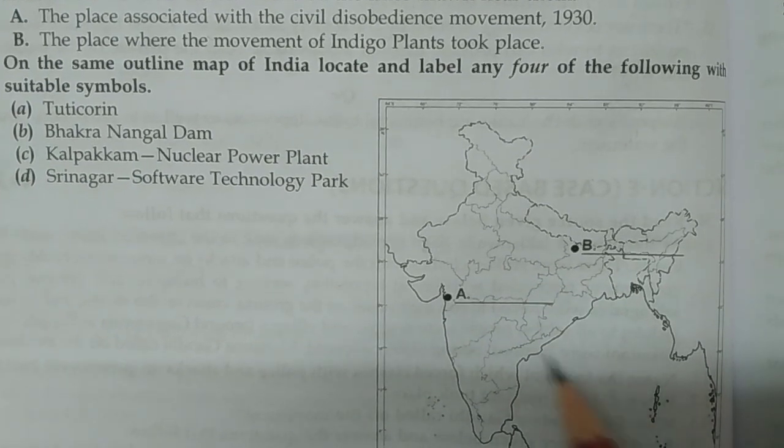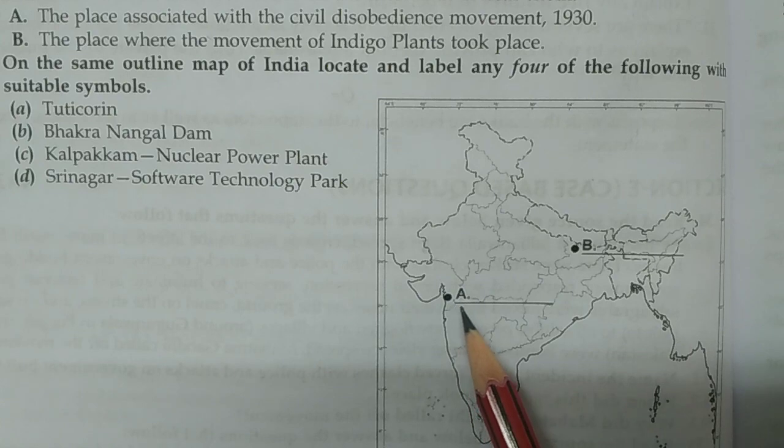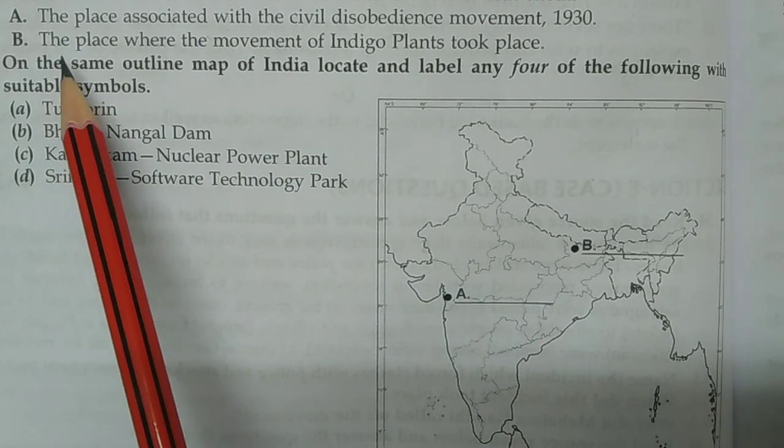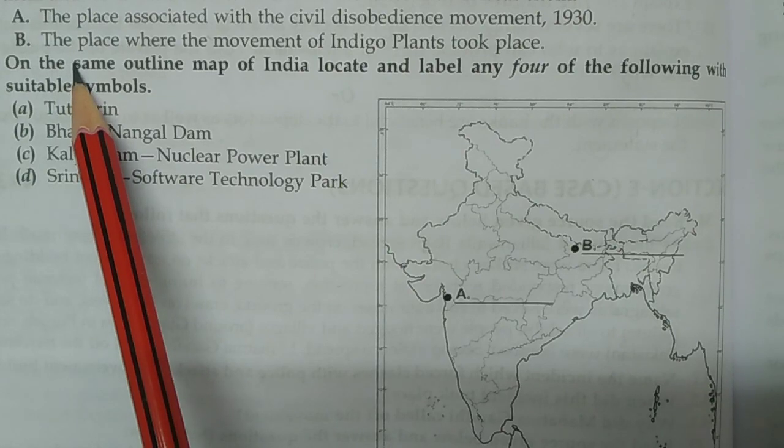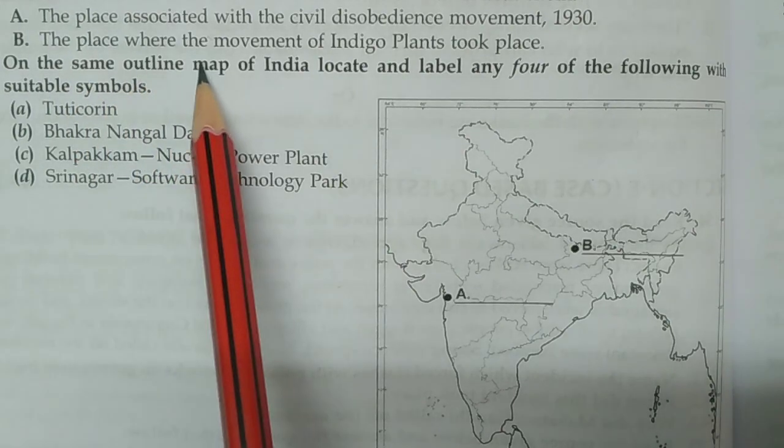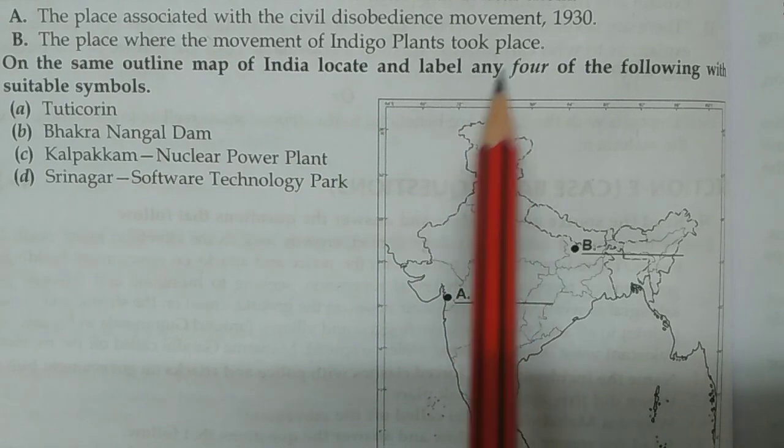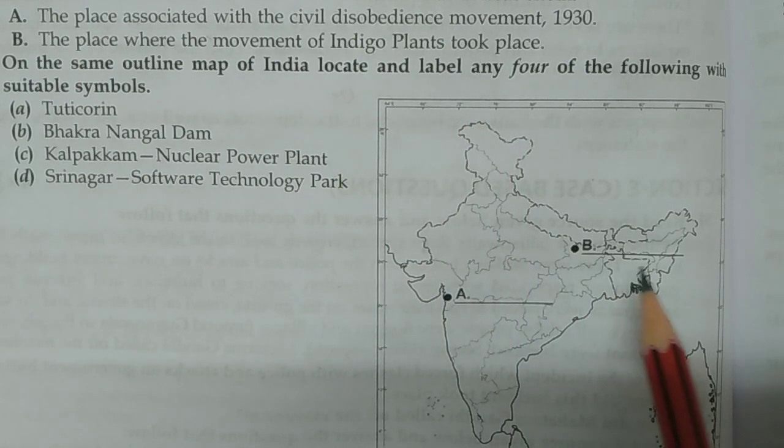The place associated with the civil disobedience movement in 1930. And the second question, B, the place where the movement of indigo planters took place. These kinds of questions have been raised many times in previous year question papers.